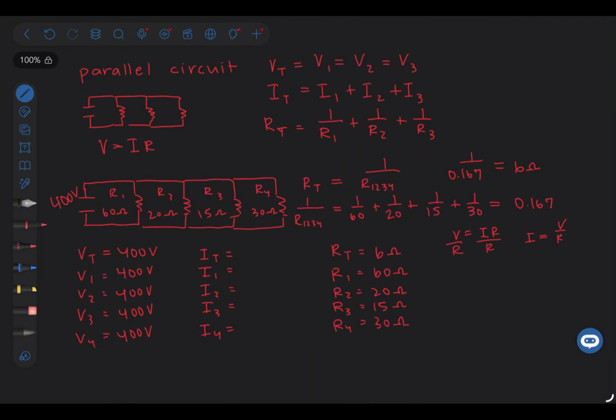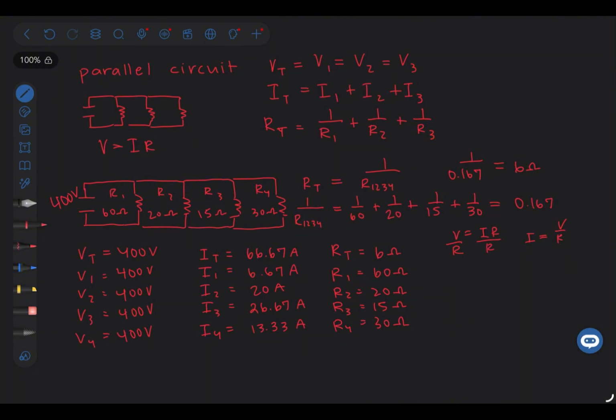So we're going to do 400 divided by 6, which would be 66.67 amps. We do 400 divided by 60, which is 6.67 amps. 400 divided by 20, which is 20 amps. 400 divided by 15, which is 26.67 amps. And 400 divided by 30, which is 13.33 amps. And so that's how you do it.